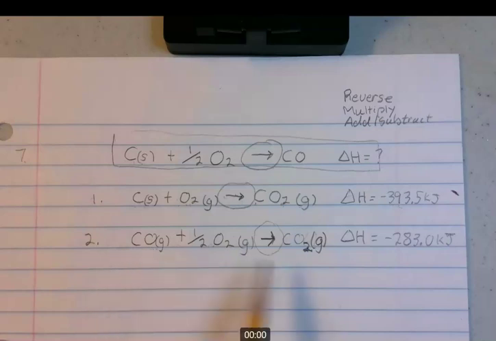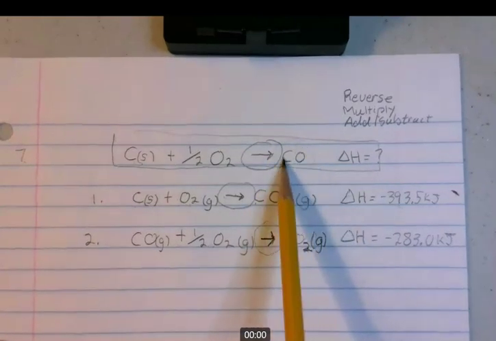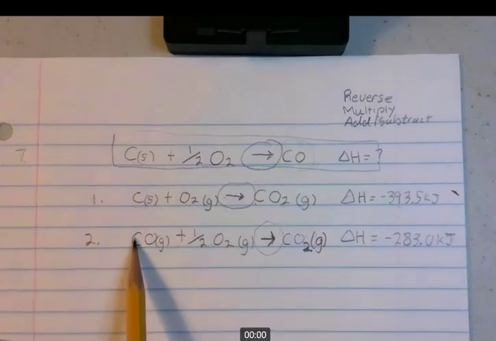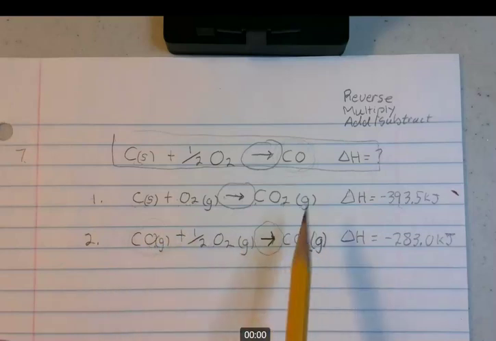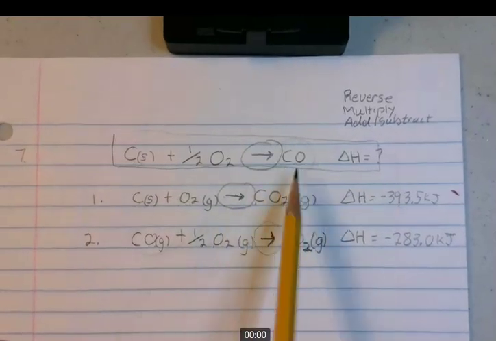Now, what about this one? Does flipping this one do anything for us? Well, we see that in our final reaction, we want CO, carbon monoxide. And we see we have CO over on the left side of the arrow in this reaction. So that would indicate to us that we want to reverse this reaction. We want to get the CO over on the right-hand side, so it'll be like this CO over on the right-hand side of our target equation up there.